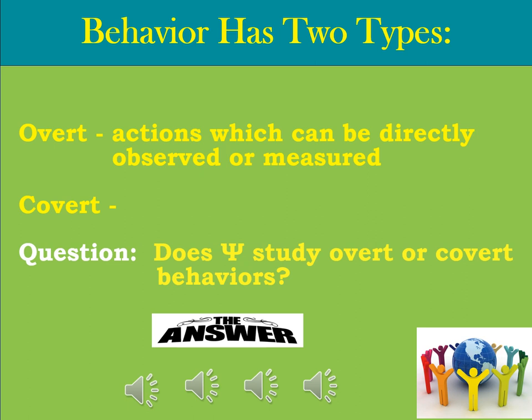And you might find this puzzling. It's an action, but you can't observe it. Well, let me help you. Think of the mental processes. In psychology, mental processes are considered to be a type of behavior, just a type of covert behavior.